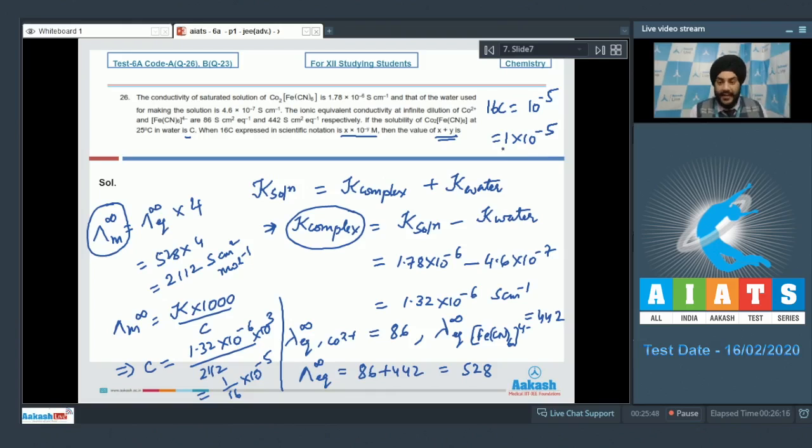So we can see that the value of x over here is equal to 1 and the value of y over here is equal to 5. And since we have to report the sum of x plus y, it will be 1 plus 5, which is equal to 6. So for question number 26, we have to mark the correct answer as 6. Let us look at the next question now.